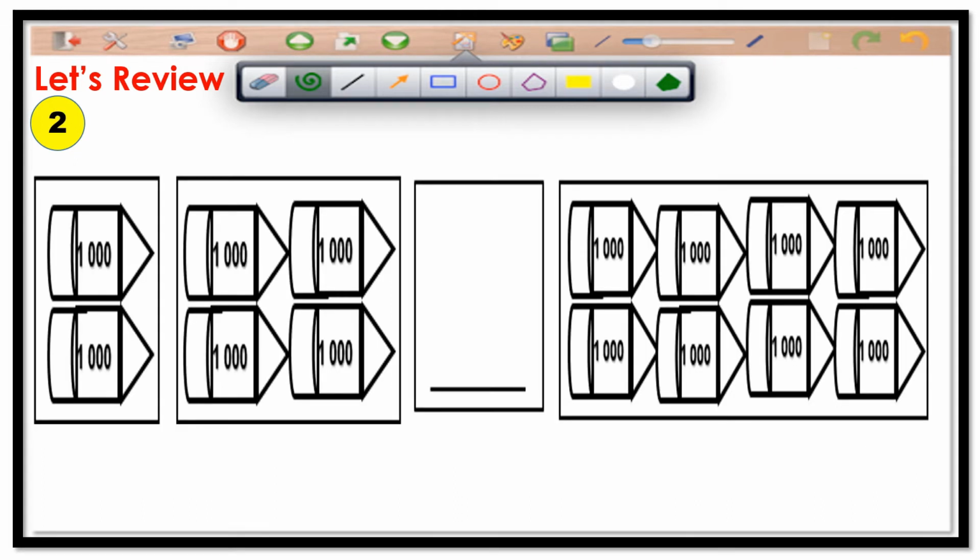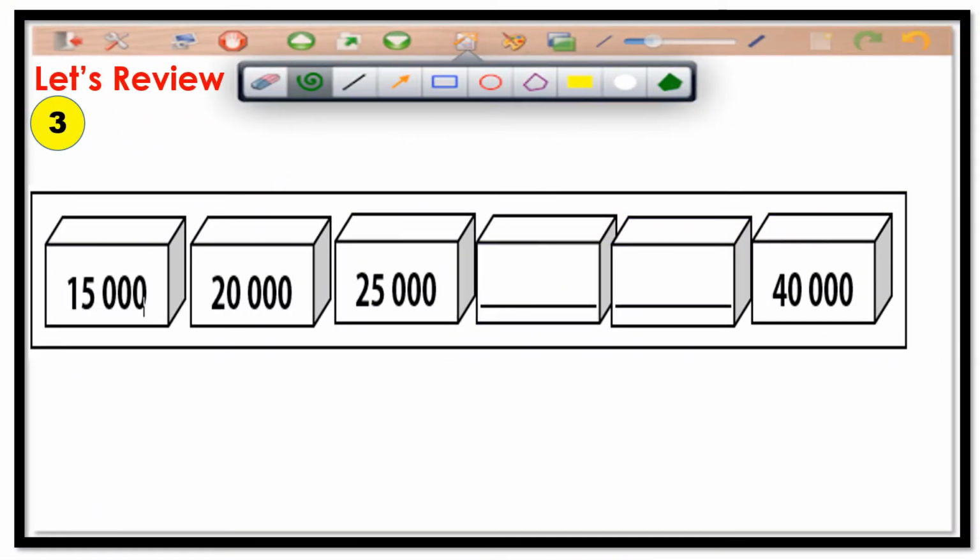Number 2. Meron tayong dalawang pencil. 2,000. Sa next box, 4,000. Ano kayang kasunod ng 4,000 sa skip counting? At ang sagot ay 6,000 and then 8,000. Sa unang block, 15,000. Sa pangalawa, 20,000. And then sa pangatlo, 25,000. Ano kaya ang pang-apat? At ang sagot ay 30,000. Very good. At ang panglima, 35,000. At ang huli ay 40,000.